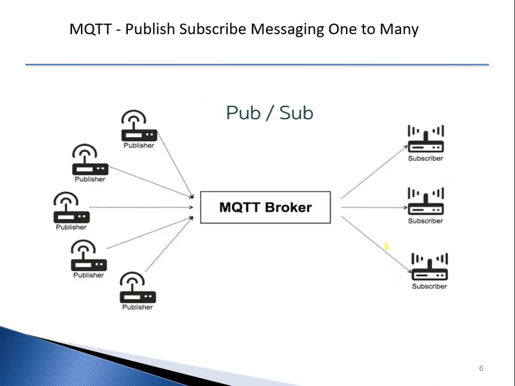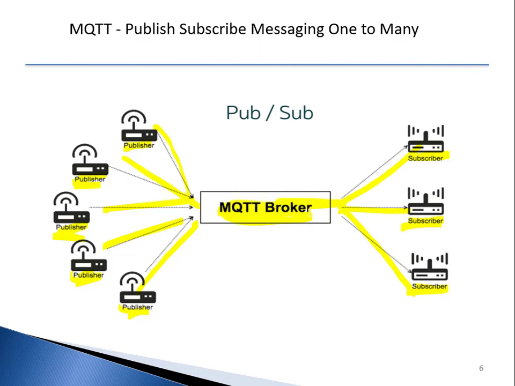It is a publish subscribe messaging protocol. MQTT is publish subscribe, one to many. Here these are the publishers, and this is the MQTT broker. The publishers publish information over the MQTT broker. Many publishers are there, and they send the information to the broker. Then the subscribers subscribe to different messages, depending on their requirements.